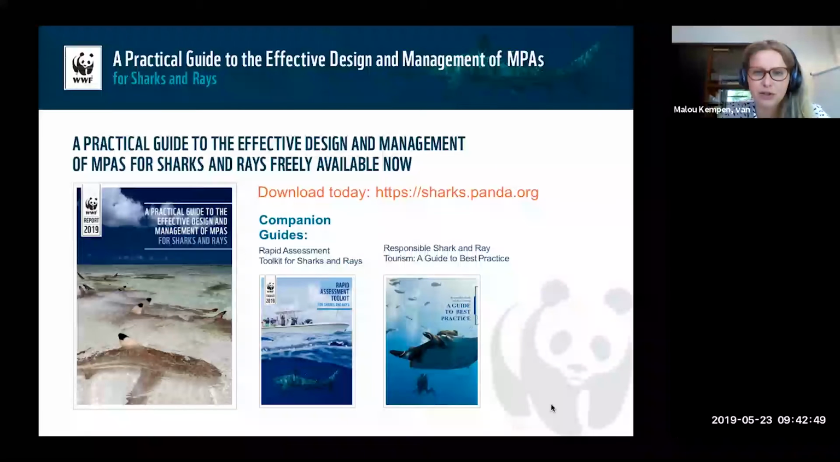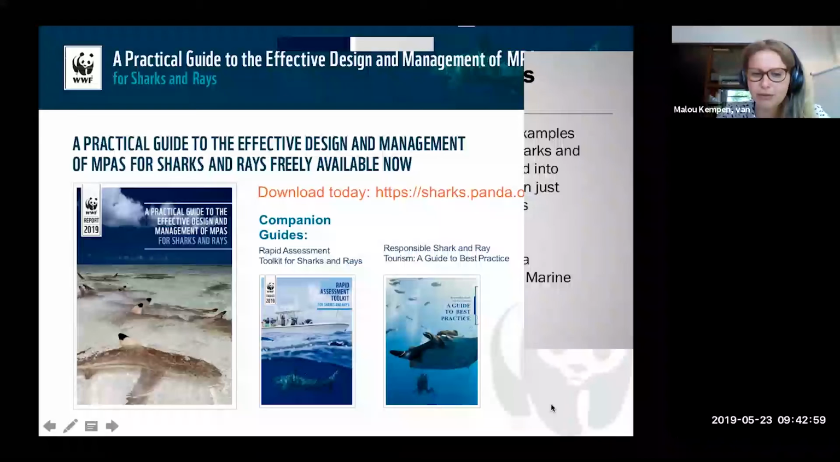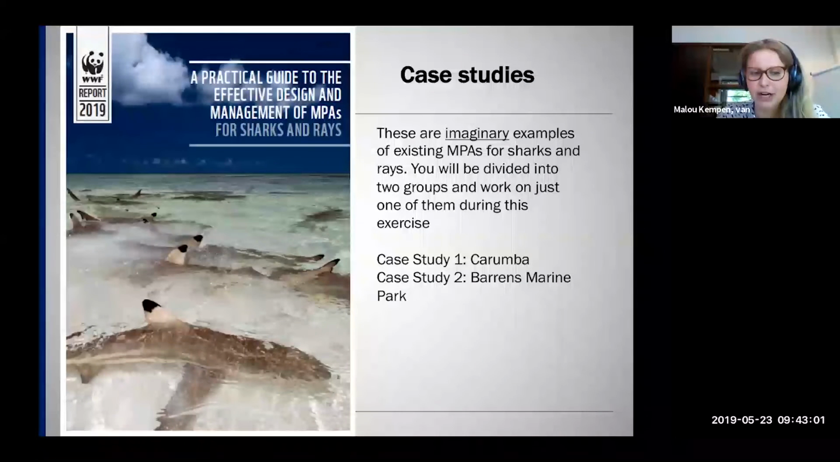So Andy's prepared 2 imaginary case studies. So I'm going to divide you up in 2 groups. Andy's going to join one group and I'm going to join the other group. And we're going to read through the case studies and then together brainstorm about next steps, potential solutions, opportunities for that MPA. And then we're going to come back.